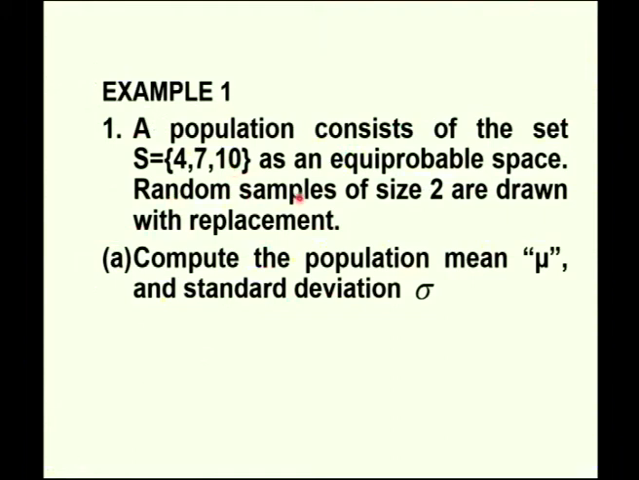Similarly, random samples of size 2. Size 2 in the sense 2 items are taken out of 3. That is, 4, 7 is one particular sample of size 2. Similarly, 4, 10 is another typical sample of size 2. Like that, it is drawn with replacement. In the sense, when the sample values 4, 7 are taken from the population, they are again replaced into the population for taking another sample. That is what is called sampling with replacement.